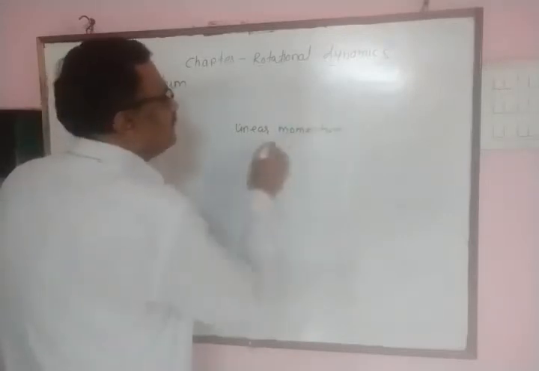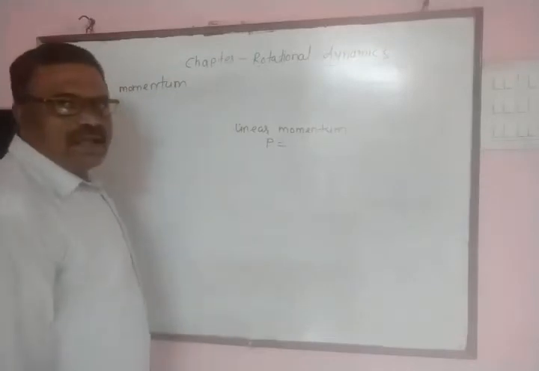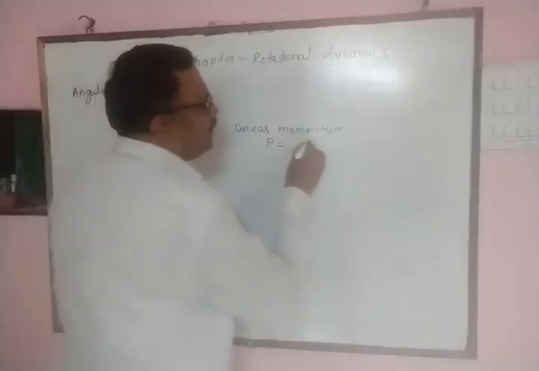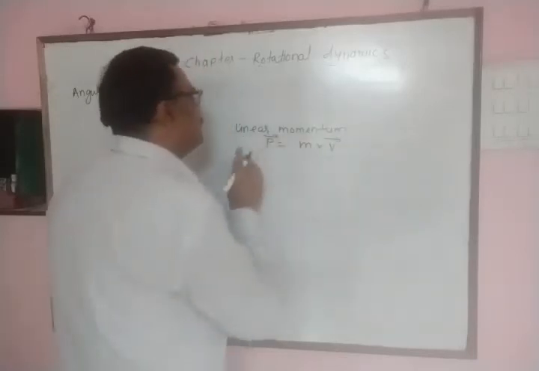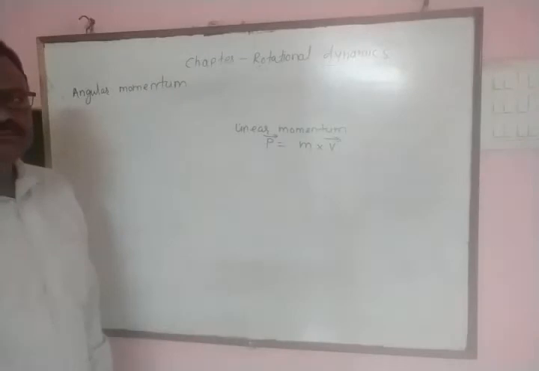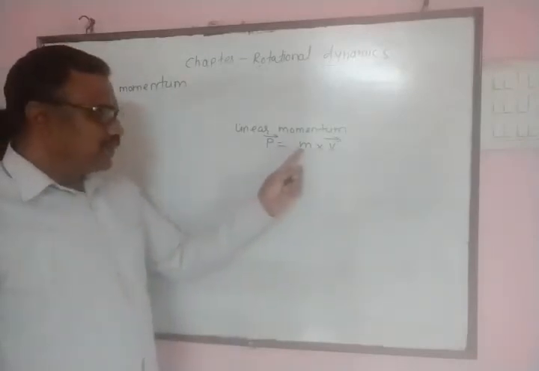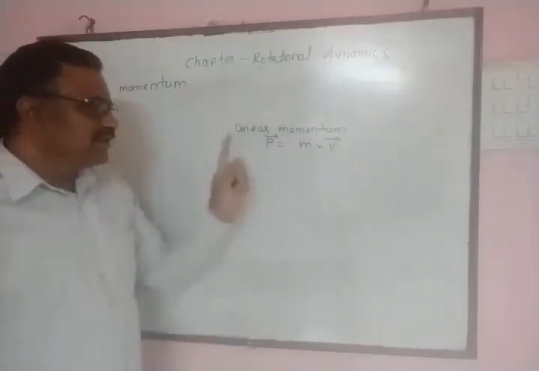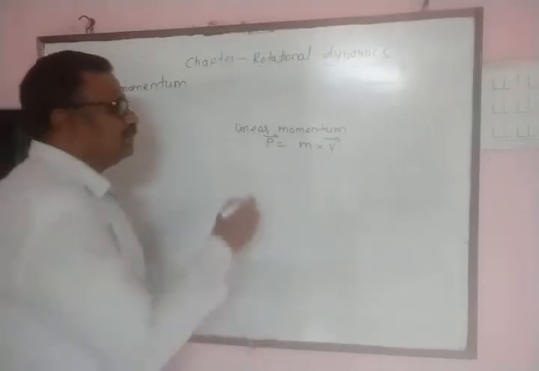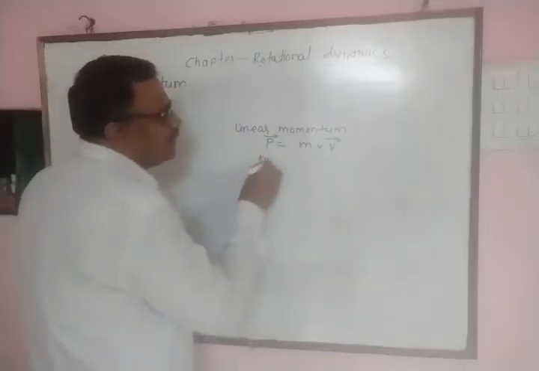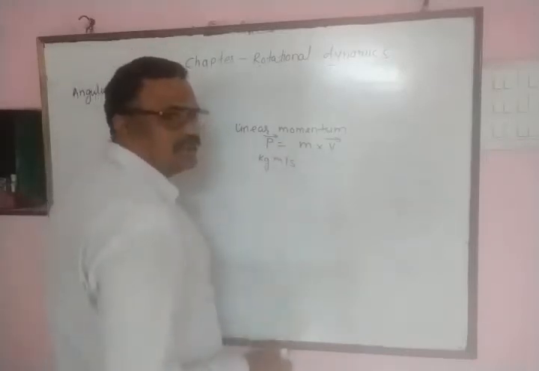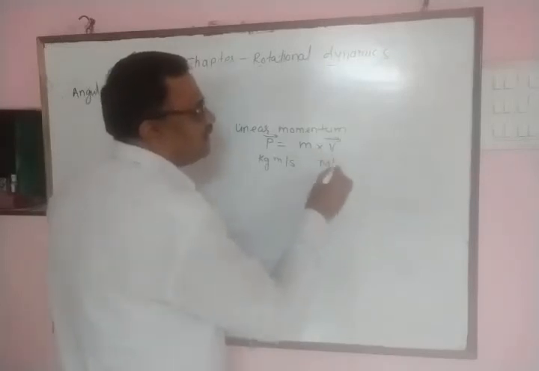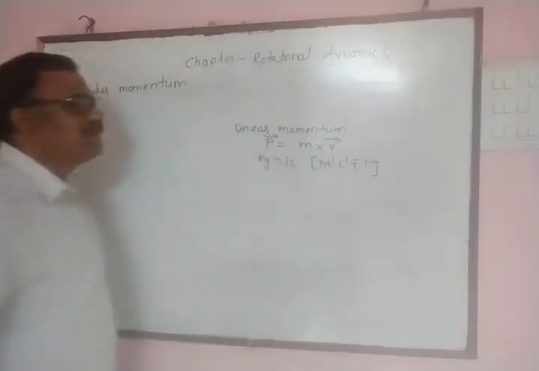Linear momentum is denoted by P. The product of the mass of a particle and its velocity is known as linear momentum. The unit of linear momentum is kilogram meter per second. M to the power 1, L to the power 1, T to the power minus 1. This is the dimension of linear momentum.